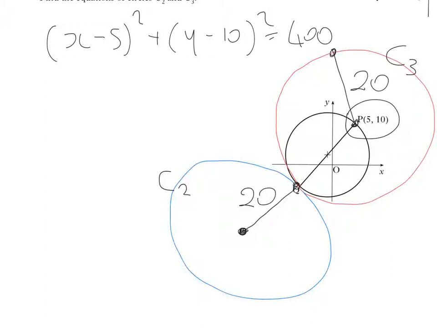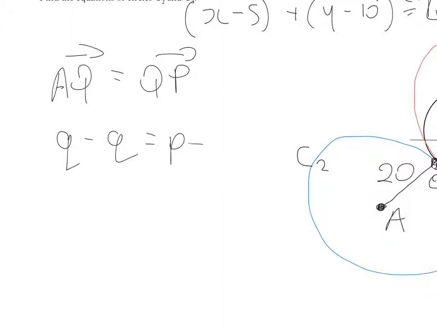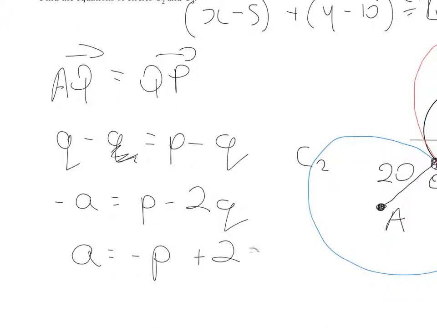Now we need to find the circle centre. What we can see is that vector AQ is equal to vector QP. So the objective with this one is to find the circle centre given by A. So Q minus A is equal to P minus Q. So minus A is equal to P minus 2Q, and change the sign and everything, A is going to be equal to minus P plus 2Q.